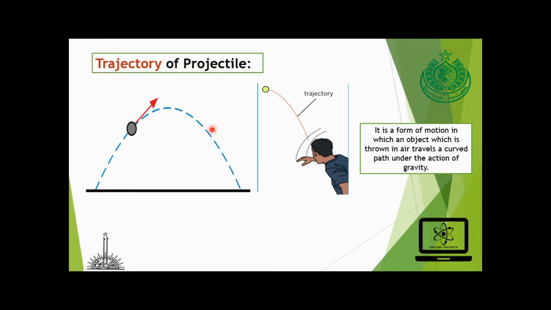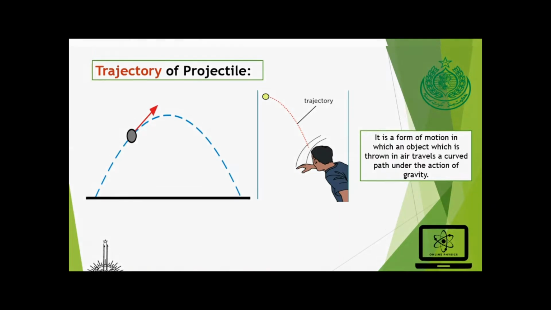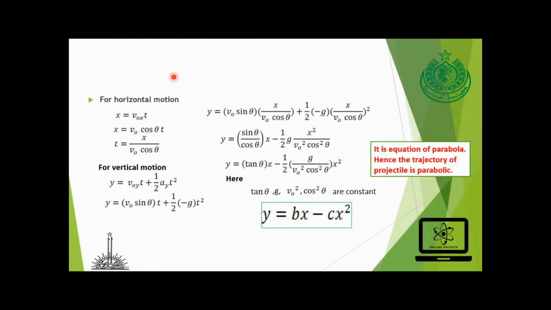Trajectory of the projectile. We know that the path followed by the projectile is called its trajectory. So this looks like a parabola. So let's see mathematically what we will get.